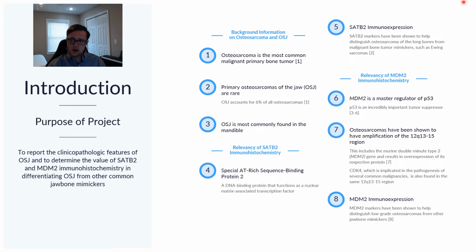Immunohistochemistry, which I'll refer to as IHC for the remainder of this presentation, is a form of immunostaining that involves the use of an antibody to identify the presence of an antigen in a tissue sample. Previous studies have used IHC to find SATB2 markers to differentiate osteosarcoma of the long bones from malignant bone tumor mimickers, and they've also used IHC to find MDM2 markers to differentiate low-grade osteosarcomas from other jawbone mimickers.